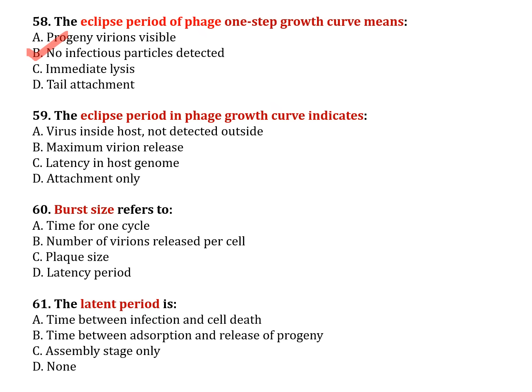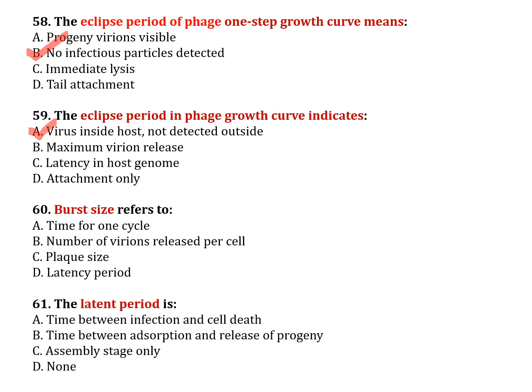The eclipse period in phage growth curve indicates option A virus inside host not detected outside, option B maximum virion release, option C latency in host genome, option D attachment only. Correct answer is option A virus inside host not detected outside. The next question, number 60.